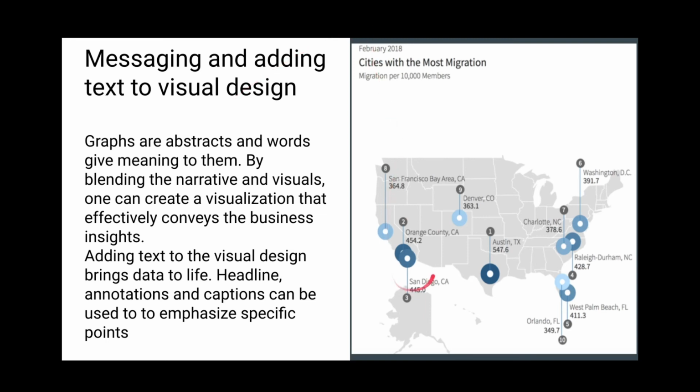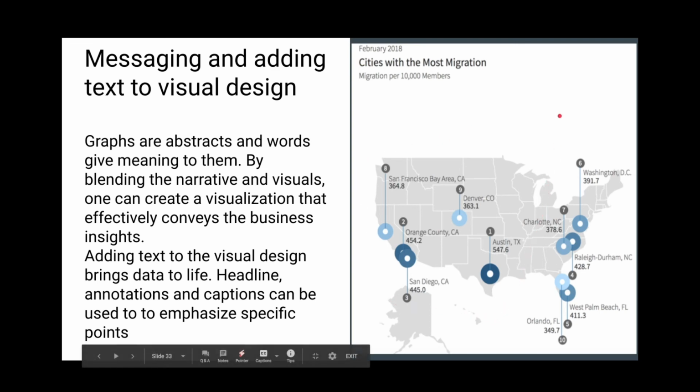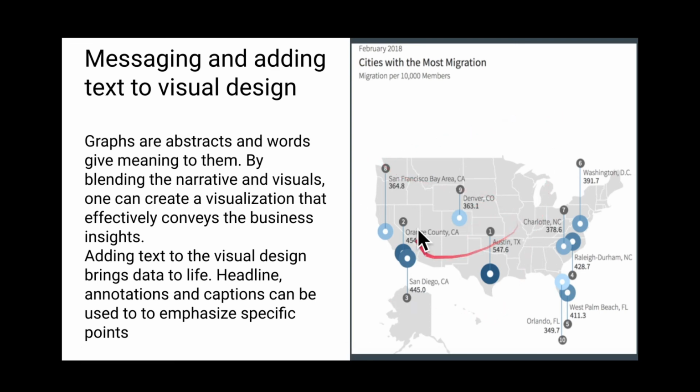So here we can see in this visualization that there is a heading on the top of the visualization. By adding that headline, it emphasizes the specific point that we want to tell. If that heading is not there, we will not know what this graph is about. So the heading makes a difference. And in this image, we can see that there are annotations. These annotations tell us about specific points that this data wants to tell us.